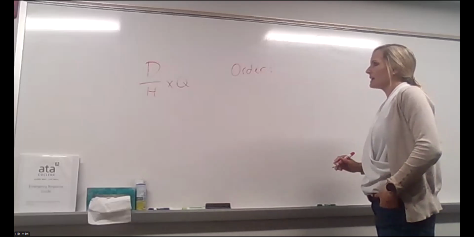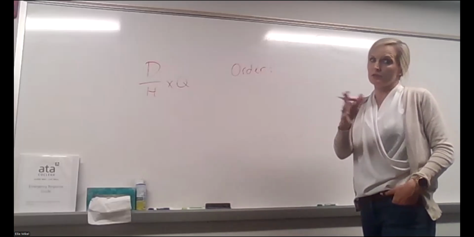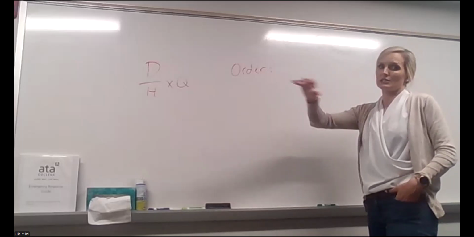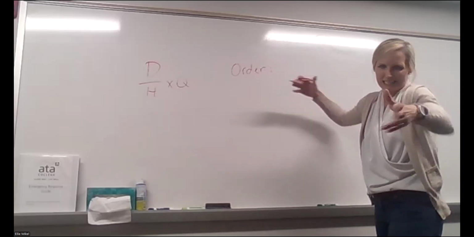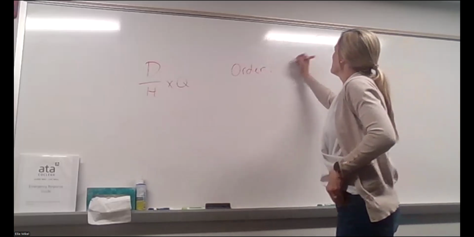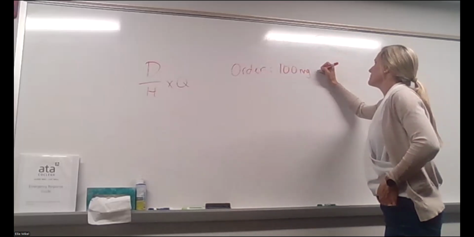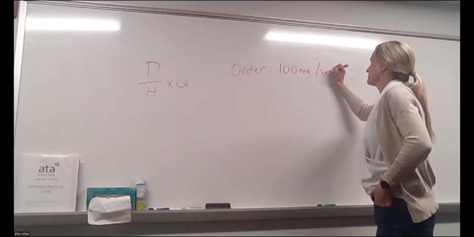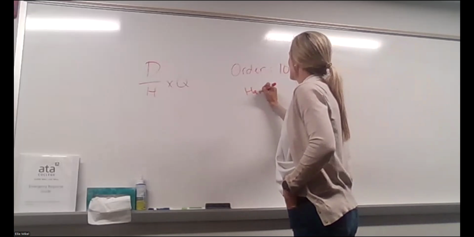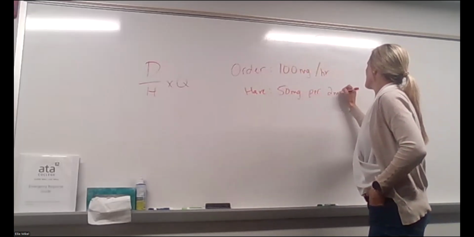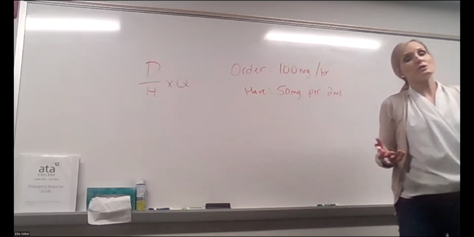But let's say, and this should be easy right now for those of you who haven't seen it or haven't seen it in a while, because right now I'm just looking at it as a dosage formula, and really it is easy. I should say that. But if I'm ordered to take 100 milligrams per hour, and the medication comes as 50 milligrams per 2 milliliters, I would still use a dosage formula.